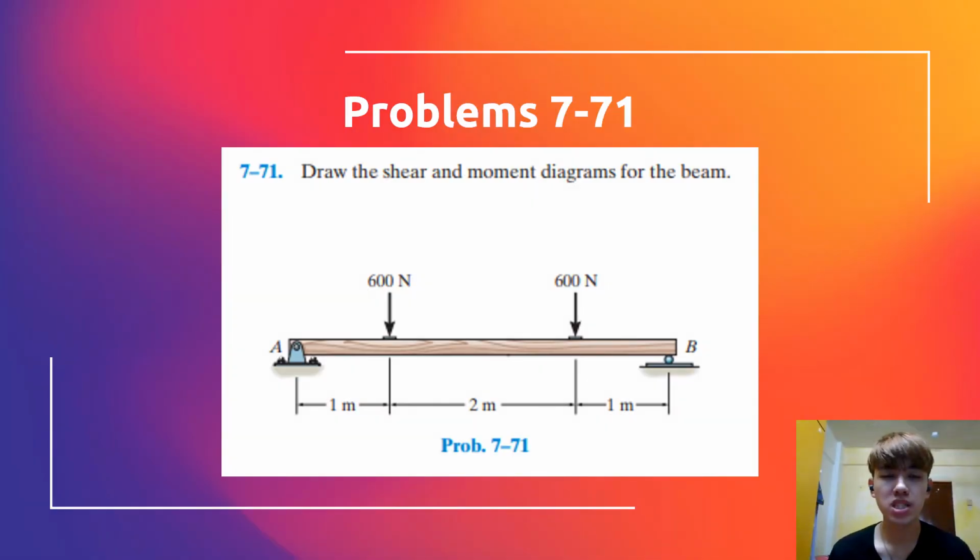Thank you, Johnny, for presenting the previous question. Now I'm going to present about problem 7-71. The first step I did is I identified the support system. At point A, the support system is a pin, so there will be two unknowns, AX and AY. At point B, the support system is a roller, so there will be only one unknown, BY.